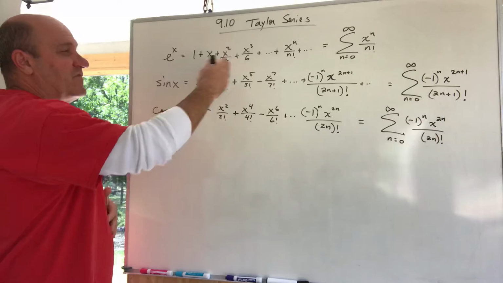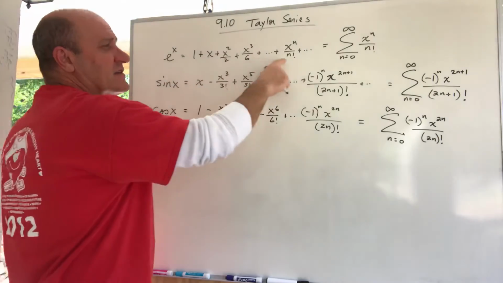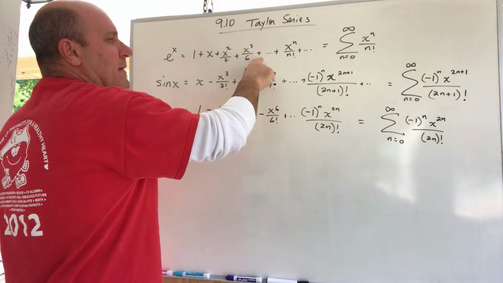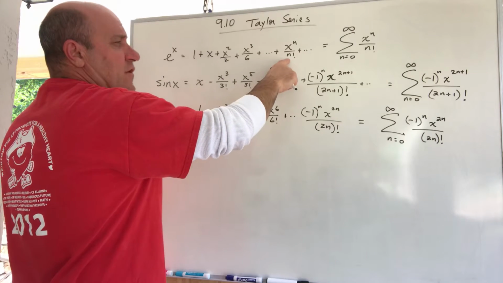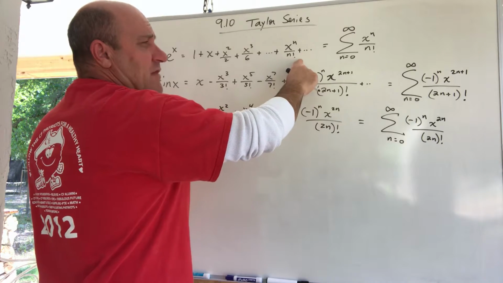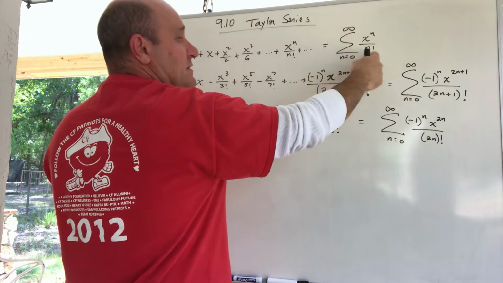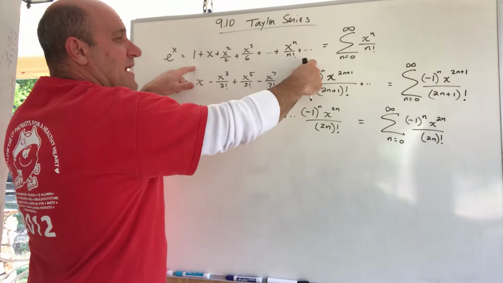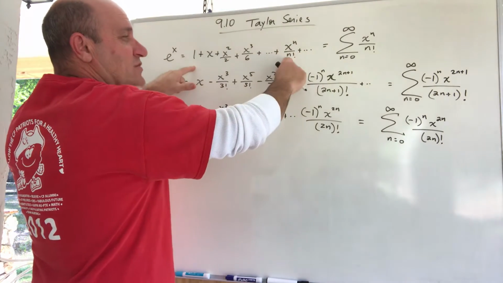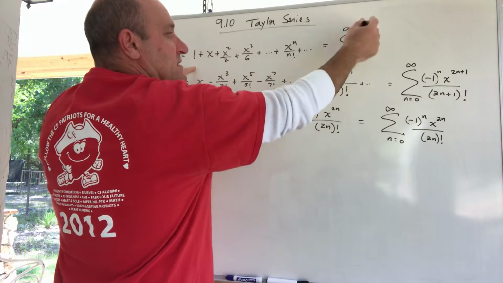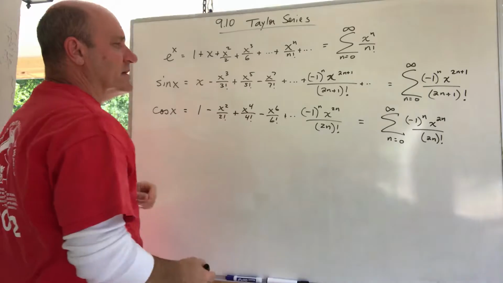Famous series. e to the x is this. You've heard me say that before. Here it is written out. This is the nth term, and it keeps going. So if you have the nth term, you can write it as a series. So it's a little redundant here. This is a kind of a long way to write it. But once you have the nth term, the pattern, you can write it as a summation, and there it is.